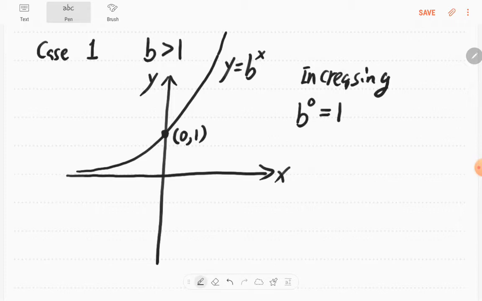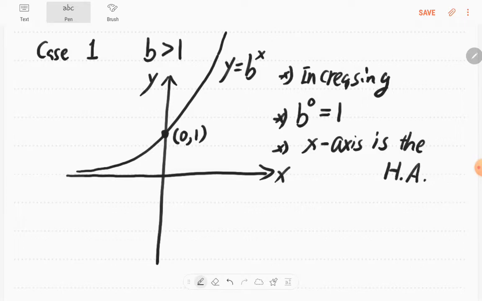And here, this is another one. Let's look at another one. So here the x-axis is the horizontal asymptote. Okay, the horizontal asymptote. So you can see that the curve will be very close to the x-axis but never touches it, when x becomes smaller and smaller.